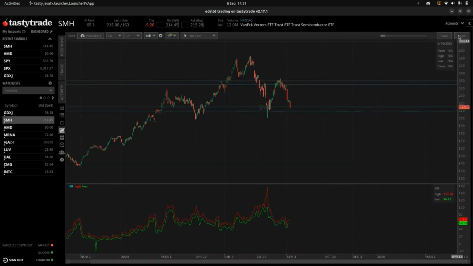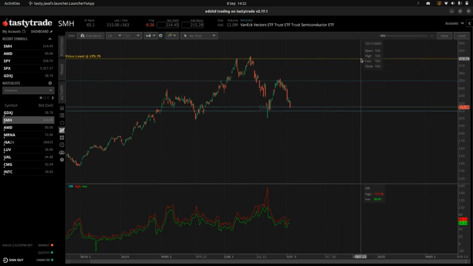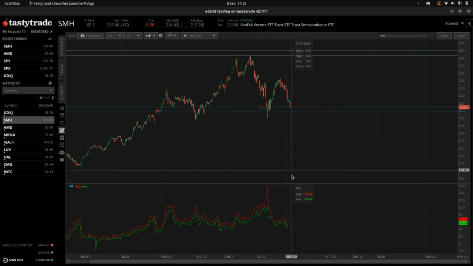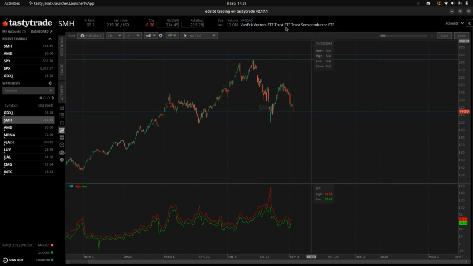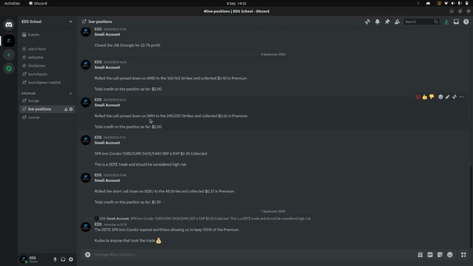So if we look at SMH, the original strikes on the call side were at 285, 290. So if you put this back up to 285 and then 290, that's pretty much what the original iron condor looked like. We sold the original position when price was around here, and as we can see, same story with AMD. Of course they are correlated, so same thing. Price just came straight down, and of course our short strike here was breached on Friday. So what did we do? On SMH, we rolled the call spread down to the 245, 250 strikes and collected an additional 62 cents in premium.